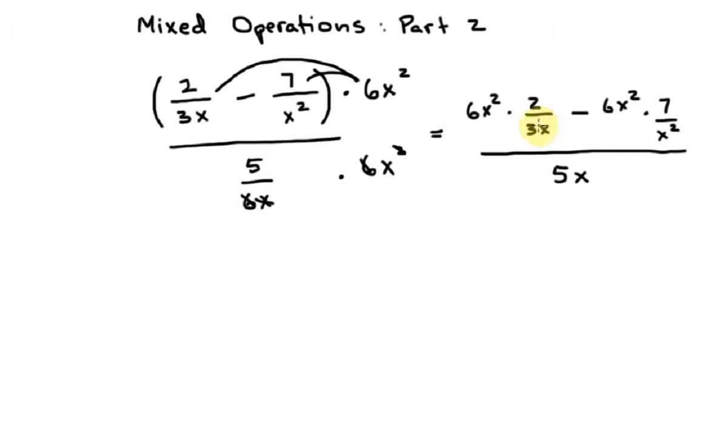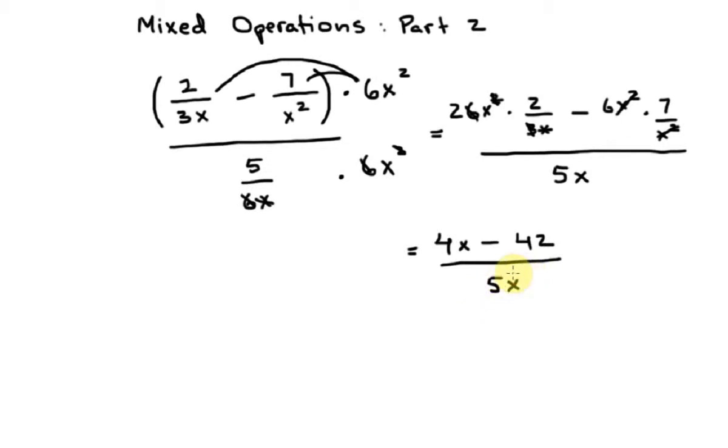Well, one of these x's will cancel. Okay, let's get rid of that. Anyway, it's got 1x left here, and 3 goes into the 6 twice. So I have 2 times x times 2, so that looks like 4x. Then I have minus, and here the x squareds both cancel, and I got 6 times 7, so 42, and on the bottom I have 5x.